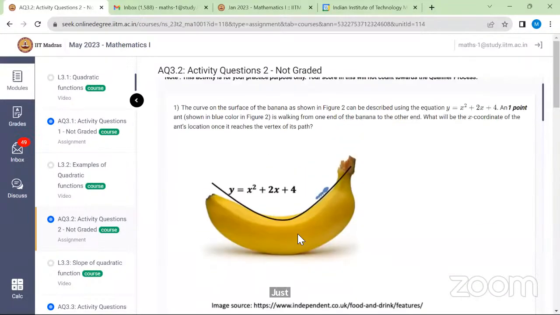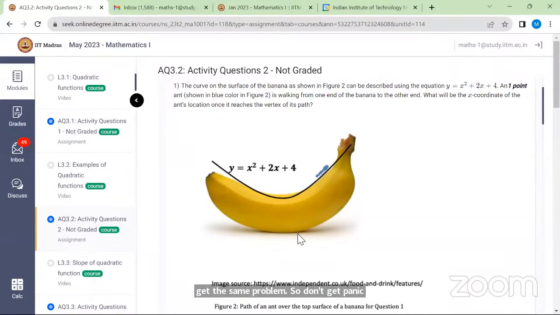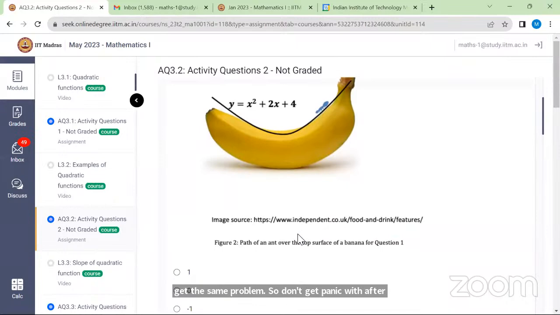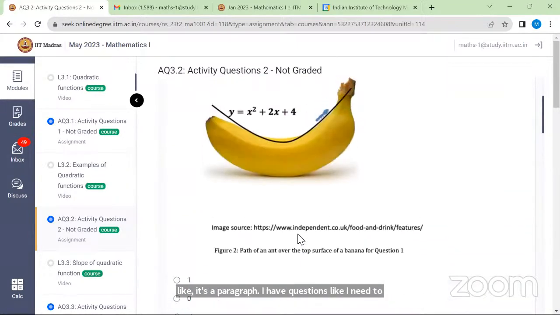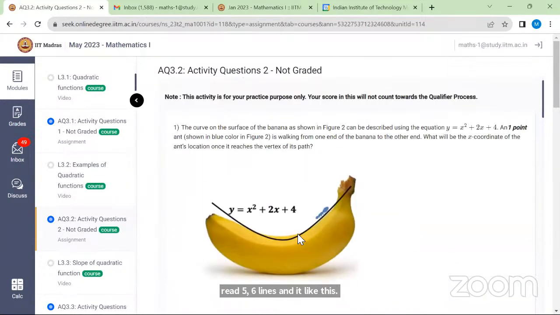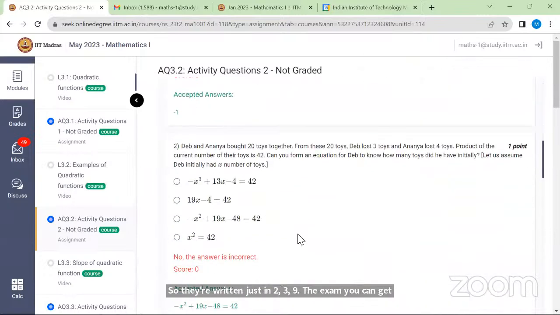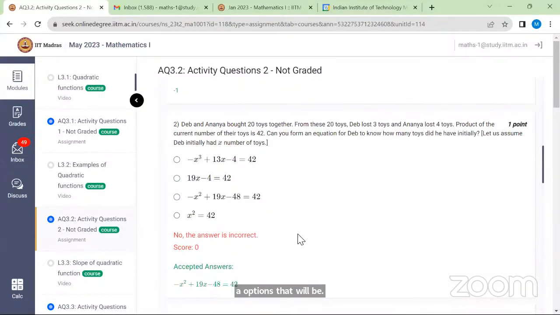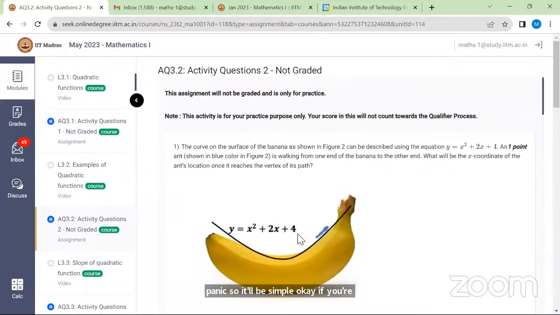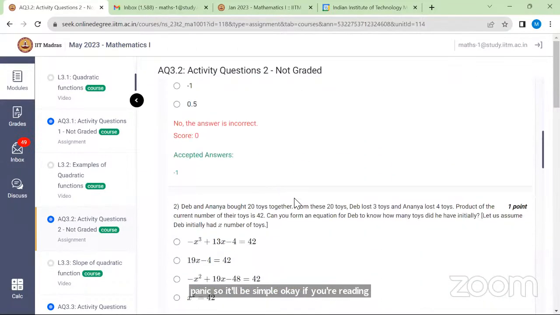If you read this question, a simple equation is given, and you just need to find the x coordinate of the vertex. This is what you have to calculate, nothing else. How will you calculate that? Just 2x plus 2 equals 0, so x is minus 1. Minus b by 2a, correct. X is minus 1. So it's pretty simple, and the similar type of questions follow. If you have any doubt, should I solve this one? No, sir.